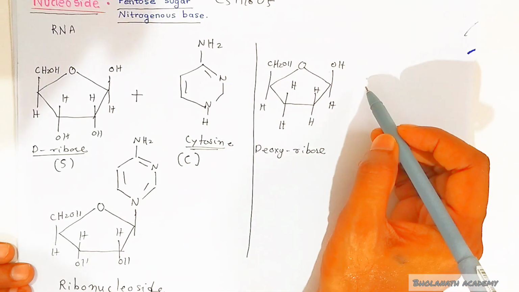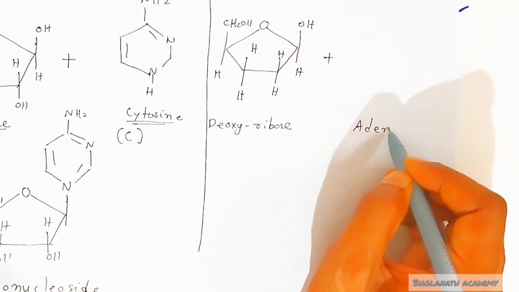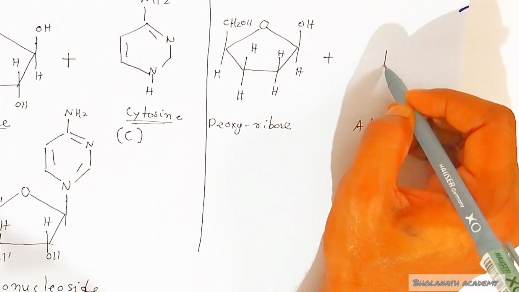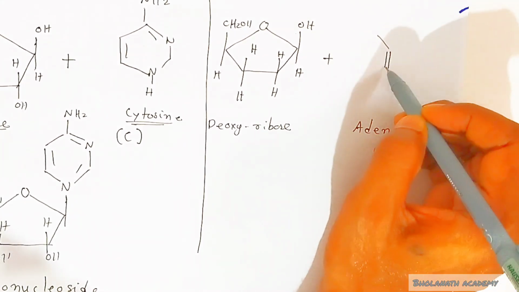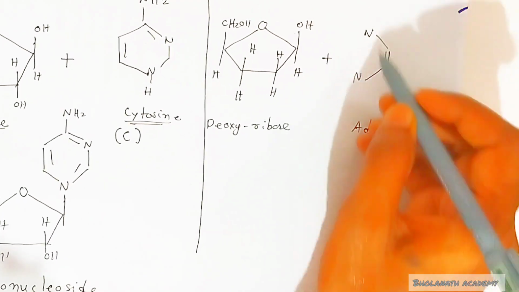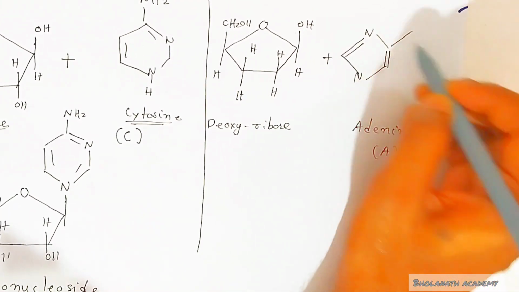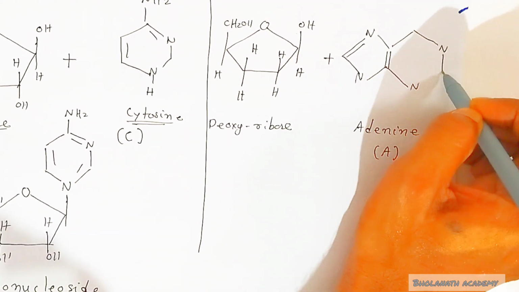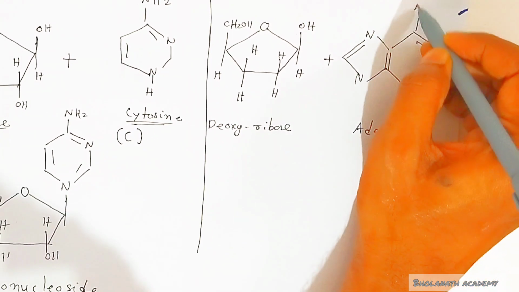Now this sugar will again combine with the purines, and before I took the pyrimidine. Now here I am taking purines. In purines I am going to take adenine, which we show with capital A. For the adenine structure, students, you have to start like this. First you draw a double bond, then you draw the nitrogen atom, then join with carbon. Now again you have to draw the 6-membered ring like this. This way you draw the structure of adenine. Understanding, students? Very simple structure I have drawn.